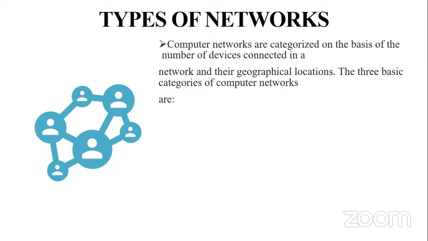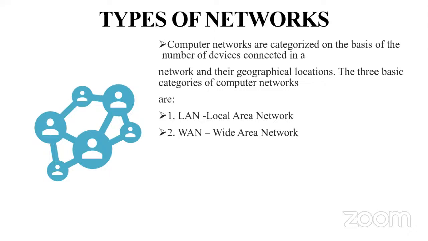The very first and well-known one is LAN, local area network. The second one is MAN, metropolitan area network. And the third one is WAN, wide area network. LAN, MAN, WAN. Here the order is different, don't bother about that. We will see them one by one.